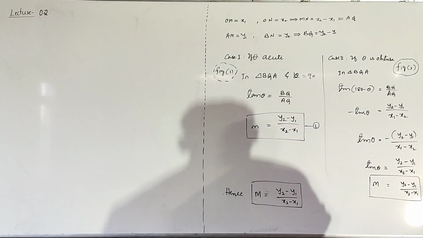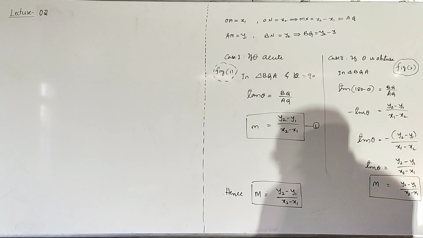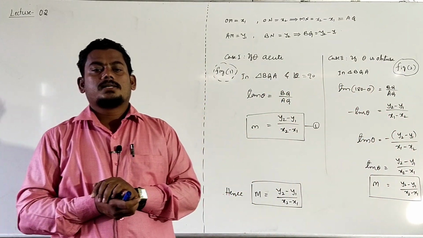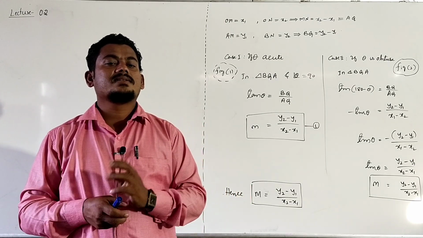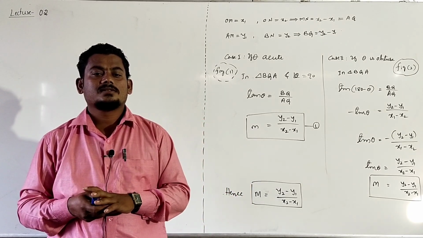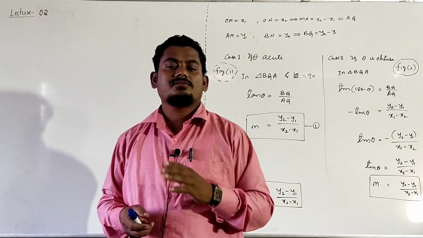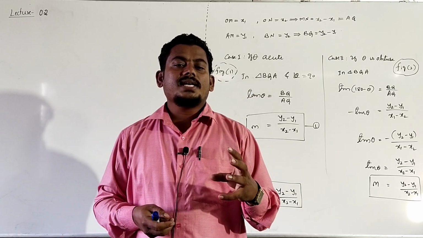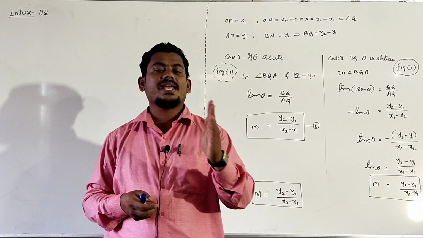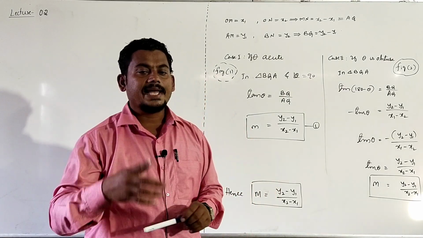Next, one more important derivation, finding the angle between two lines. Formula for the angle between two straight lines, right? It's also a very important one. Finding the angle between two lines. The question is, derive the angle between two lines having slopes m1 and m2. Derive the angle between two lines, the angle between two straight lines.